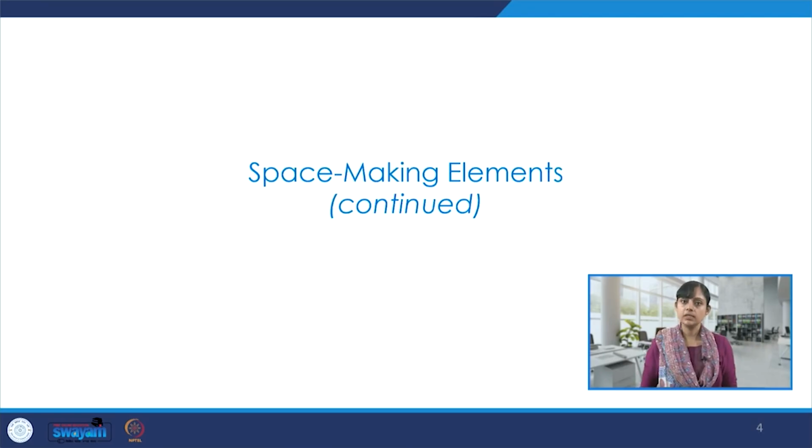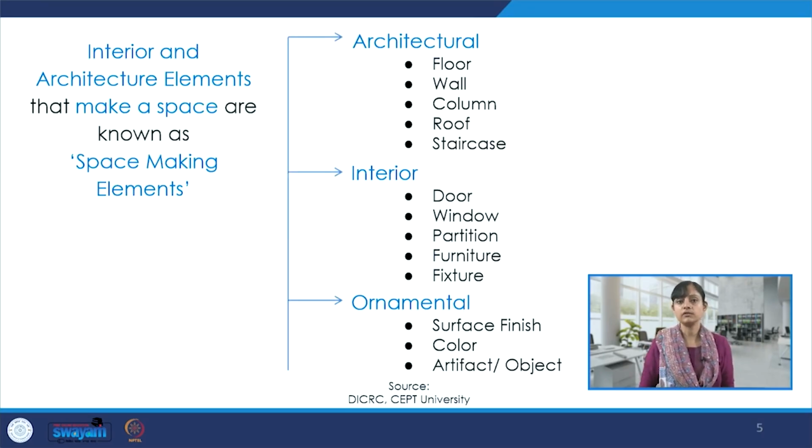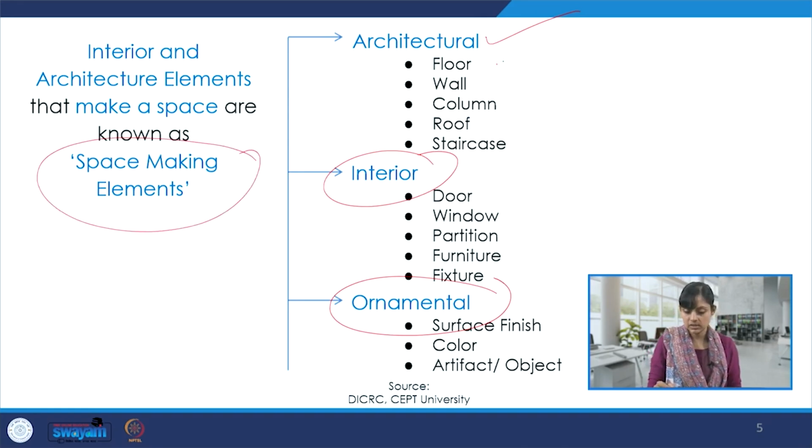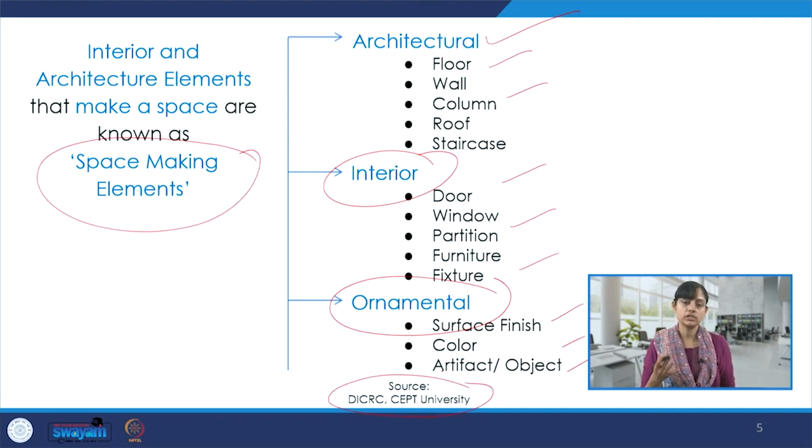So space making elements, we had already started discussion and we saw this table, but just to summarize again, we do have architectural elements, interior elements or ornamental elements, all these interior and architecture elements put together, and that make a space. They are called SMEs or space making elements, and these are the categories that have been adopted from the prior research, and it's also a part of my PhD research at IIT Roorkee, and there are some more details that are added there if somebody is interested to look at.